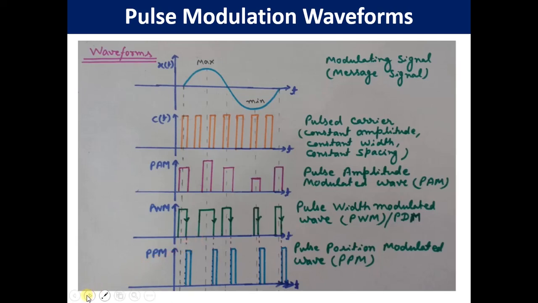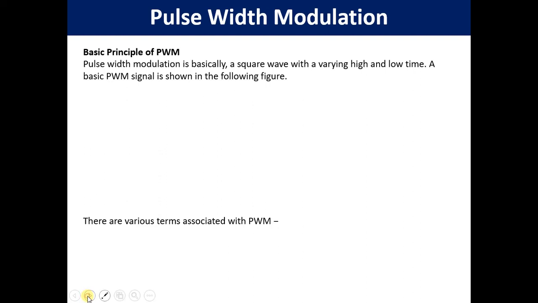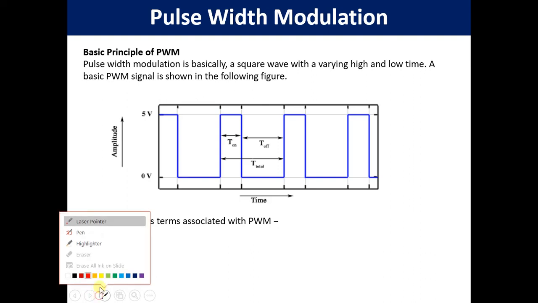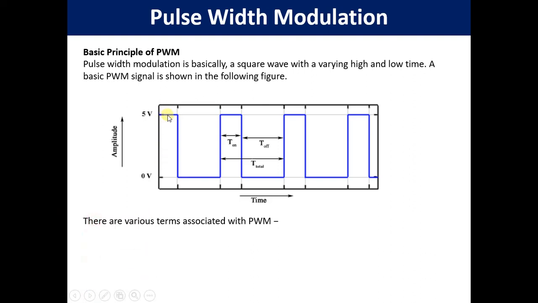Let us focus on PWM in detail. What are the basic principles of PWM? Pulse width modulation is basically a square wave with a varying high and low time. If you observe here, this is a time period indicated by T on. Look here, this is a time period indicated by T off. And T is equal to T on plus T off. This is a basic PWM signal shown in the figure.